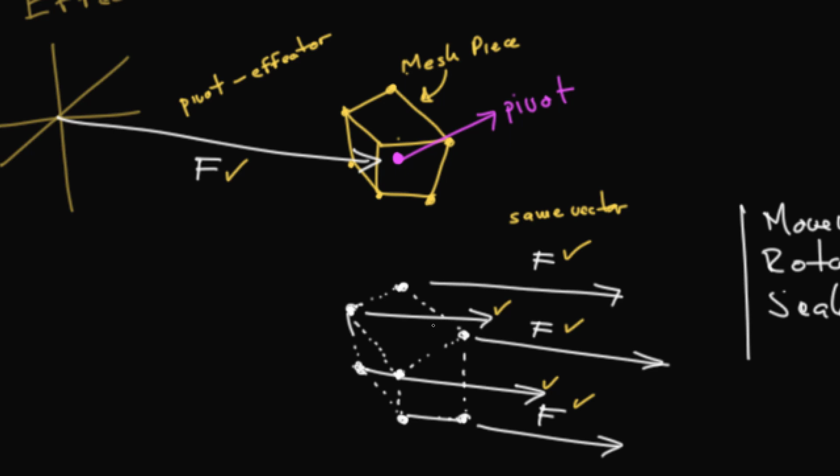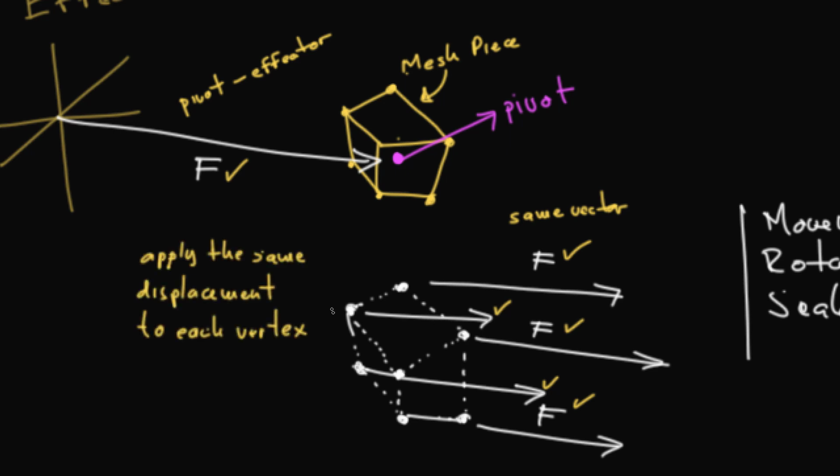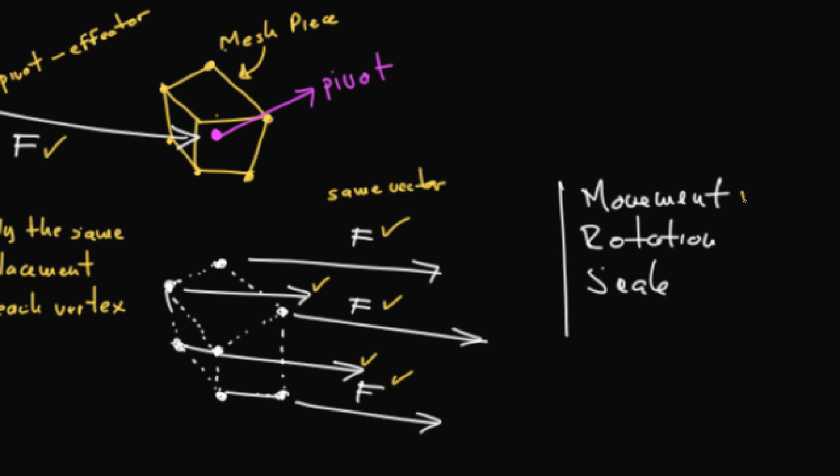But I am not just limited to displacement. I can also rotate and scale the vertices with respect to the pivot. That's why this technique is quite useful.